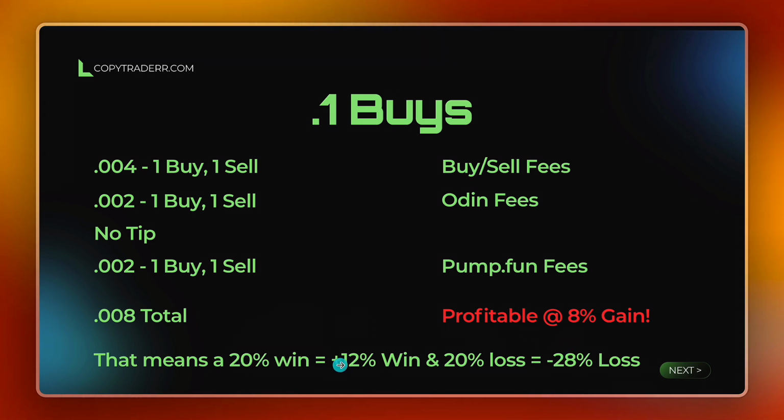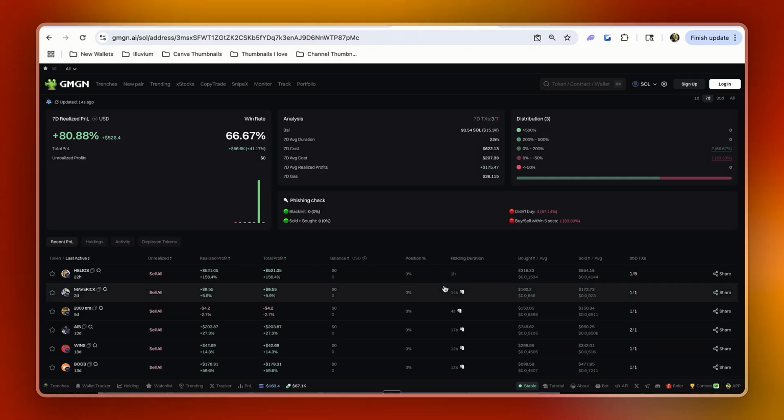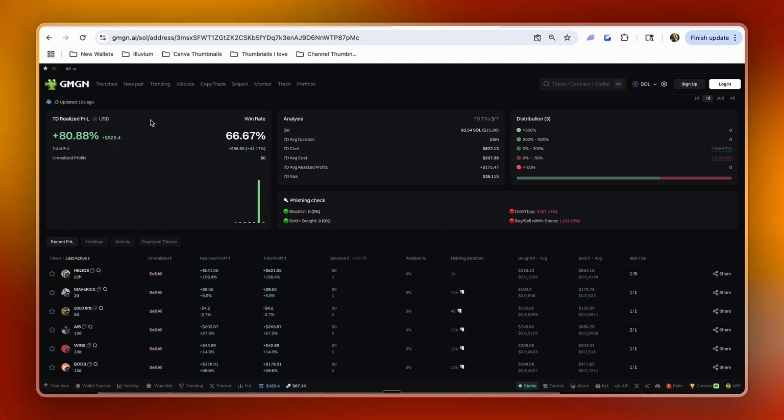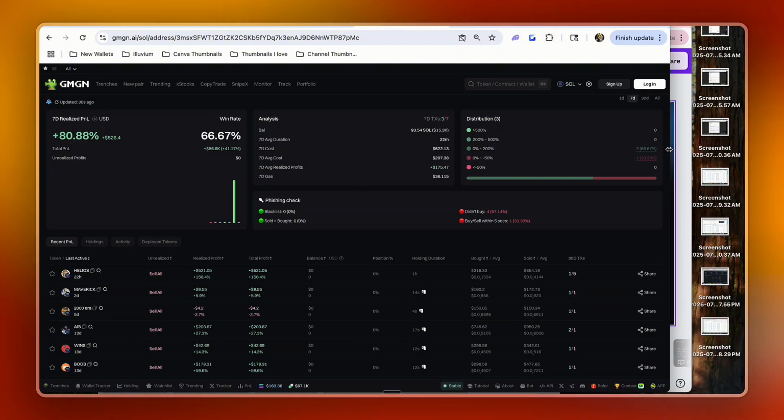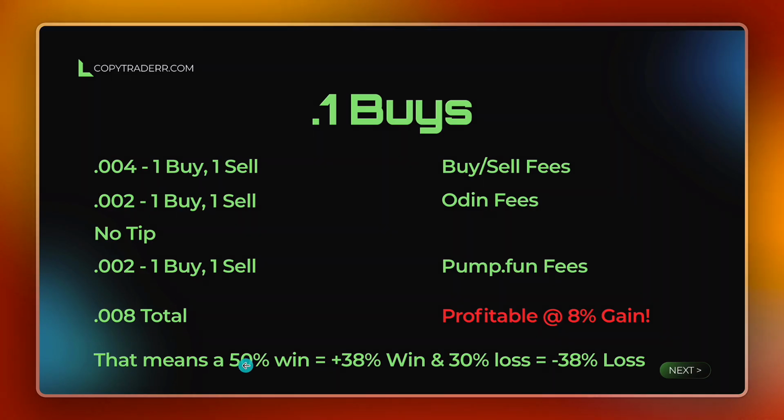So you're still only making 12% on a 20% win, and you're losing 28% on a 20% loss. So a little bit better, a little more feasible. And for this buy amount, you'd probably be successful finding someone like this with an 80% ROI. After slippage, you'd probably be around 60, maybe 50, at which point if you get a 50% win, you're looking at about 38% profit after fees. With a 30% loss, you're looking at about minus 38% loss.